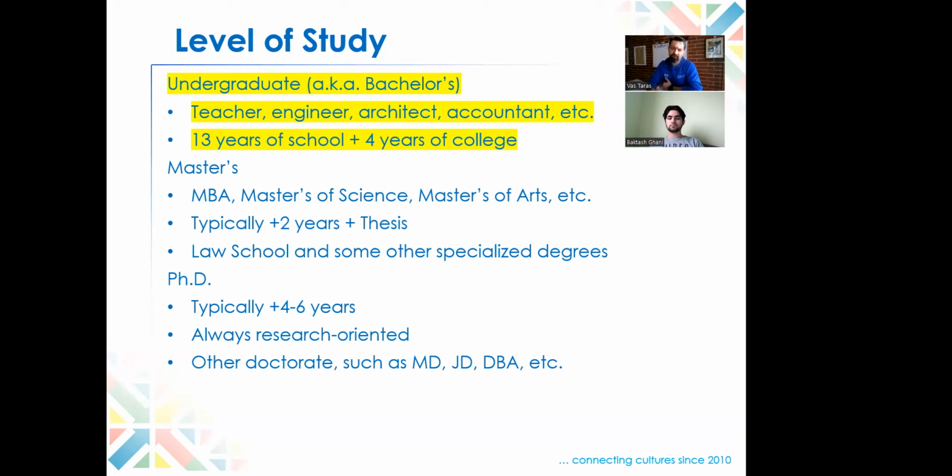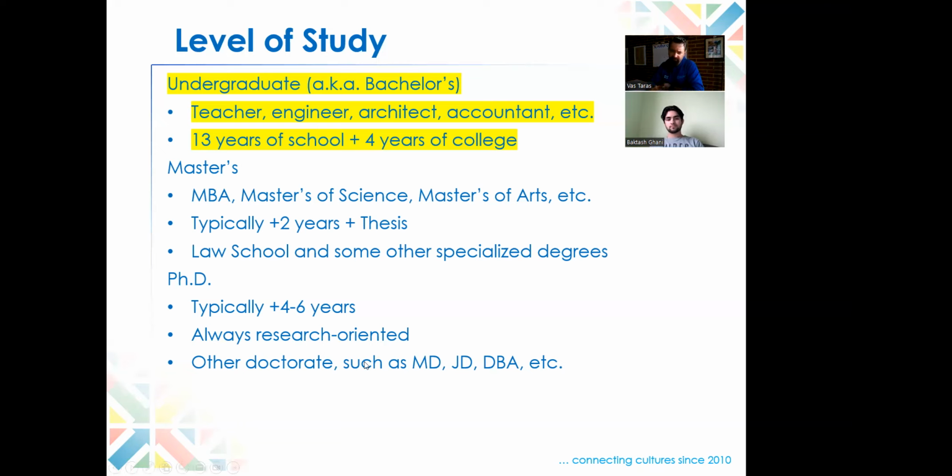And then when you go to a law school, often they just call it a law degree, but technically it's a master's degree. So you have to have a bachelor's first. There are other degrees that do not have the word master's in them, but actually are a master's degree, like law, for example. But I'm not sure, there may be some other, like maybe architecture somewhere or something like that.